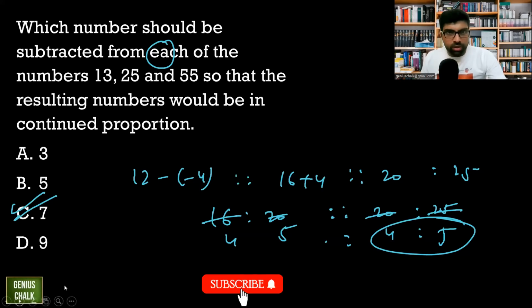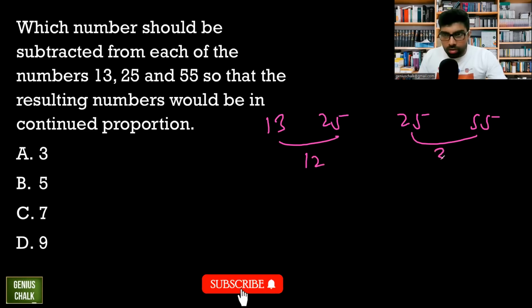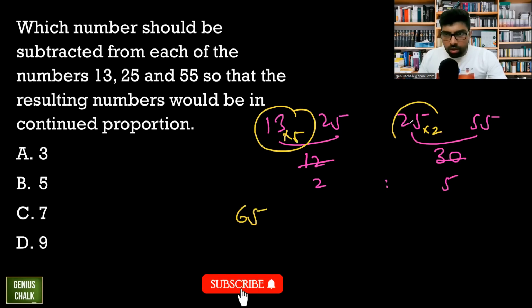So if this is negative, don't worry, follow the same approach. Again, something should be subtracted. Let's find it. So 13, 25, then 25 and 55. What is the difference? Difference is 12. Difference is 30. Take the ratio, 6 2s are 12, 6 5s are 30. So multiply this side by 5, this side by 2. So this is 65. This is 50.